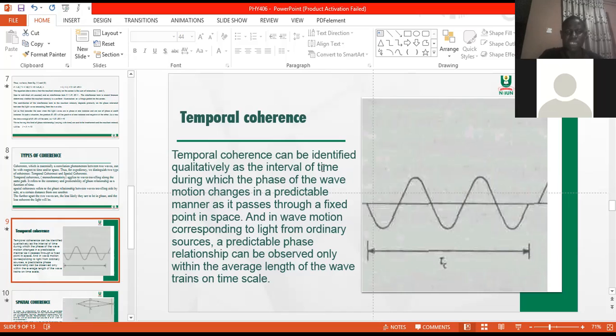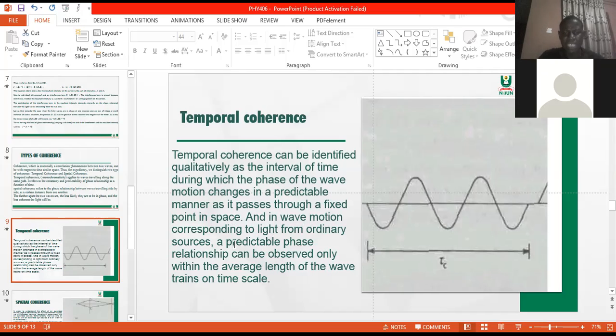Now, temporal coherence can be identified qualitatively as the interval of time during which the phase of the wave motion changes in a predictable manner as it passes through a fixed point in space. It is a predictable manner. It goes up and it goes down, another one starts immediately, goes up and goes down in a predictable manner as it passes through a fixed point in space. And in wave motion corresponding to light from ordinary sources.